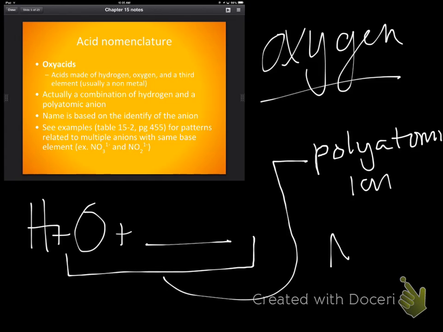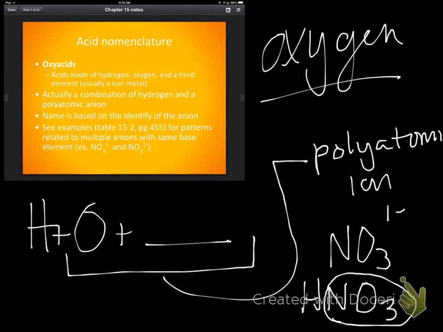Okay? So think about your nitrate ion. Well, there you've got nitrogen and oxygen. Put that together with a hydrogen, and look at that. You have HNO3. We name these based on the identity. It's common enough for it to be a polyatomic ion that we name them based on the polyatomic ion. So this HNO3 is nitric acid.